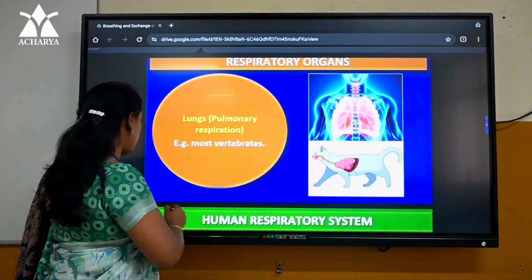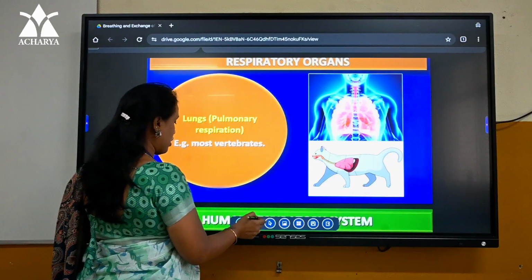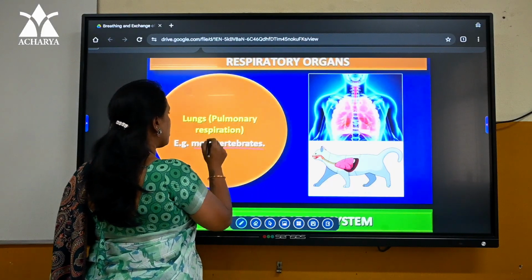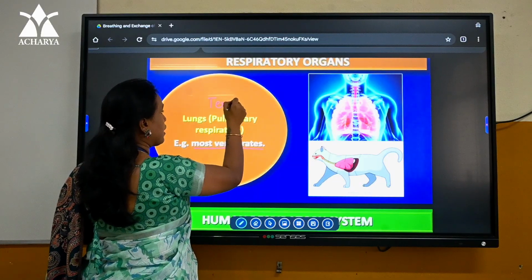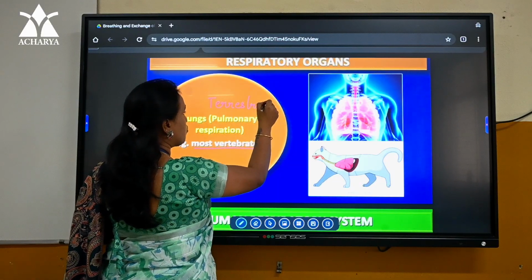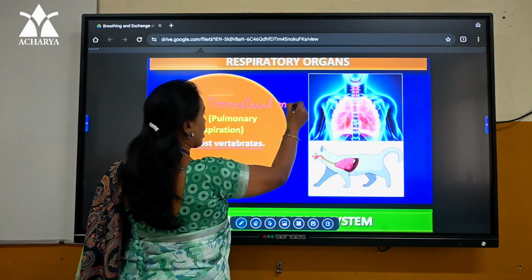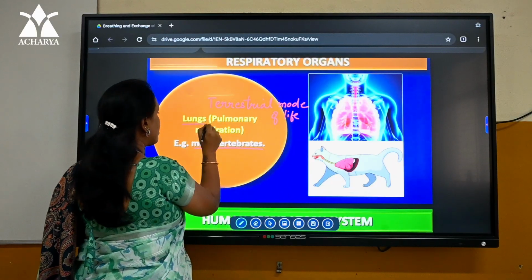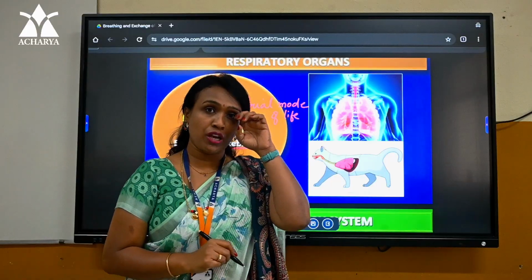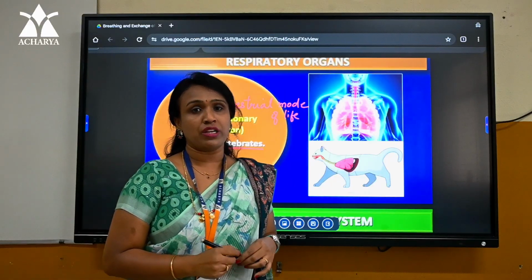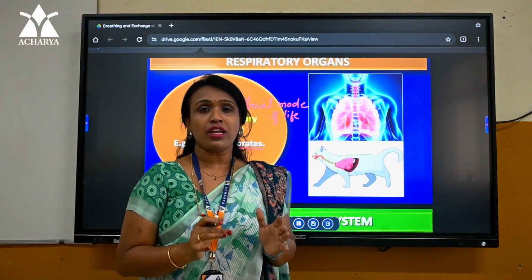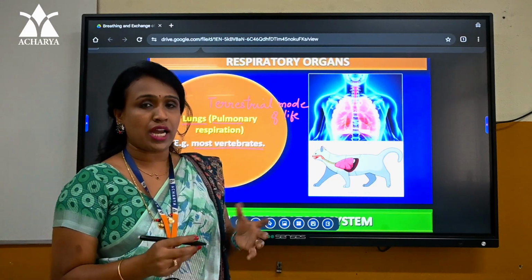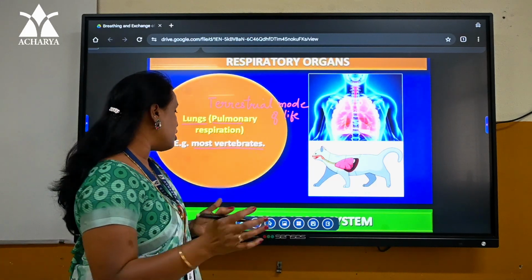Coming to the higher vertebrates, respiration is taking place. These are completely adapted for a terrestrial mode of life. Those organisms which have a terrestrial mode of life have lungs for respiration. Whenever lungs are involved in respiration, we call it pulmonary respiration. Pulmo stands for the lungs, that is the meaning.